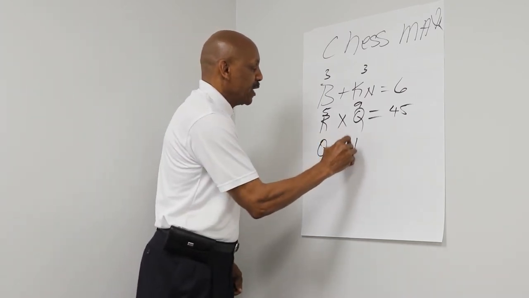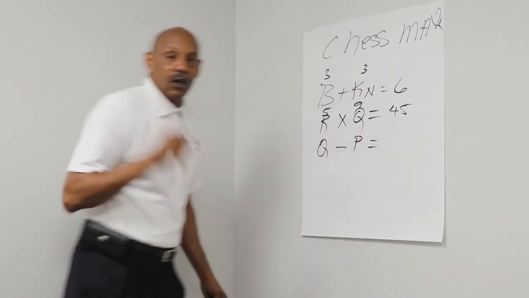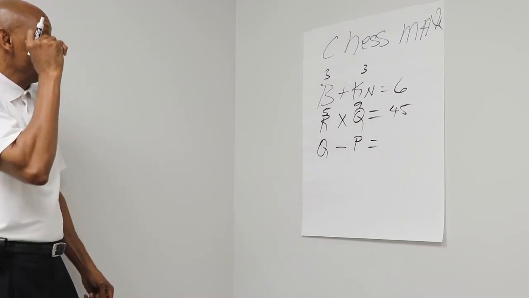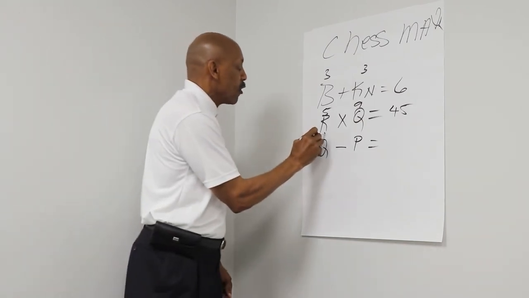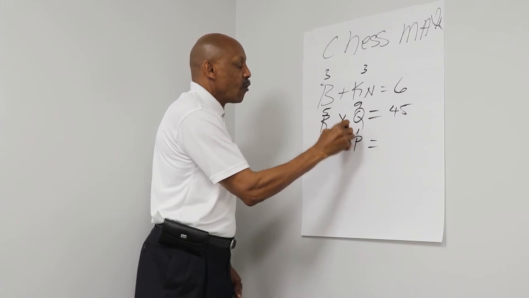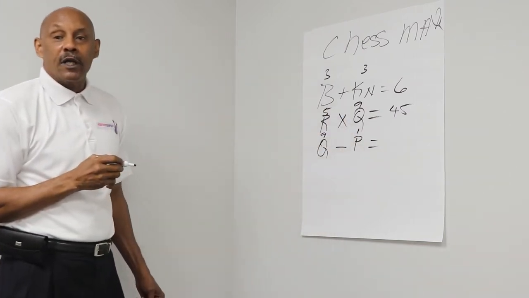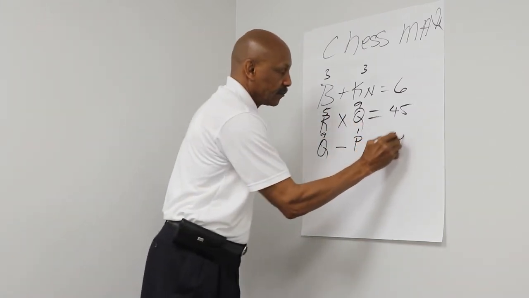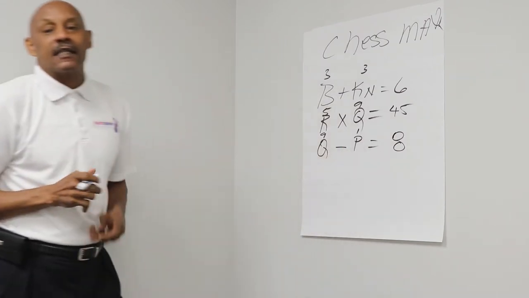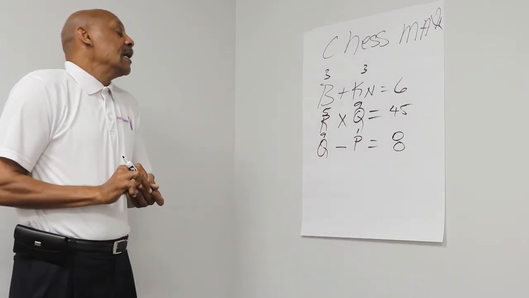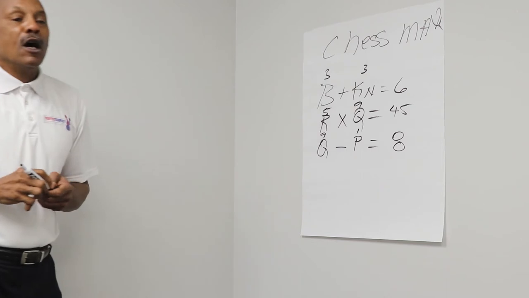Q minus P. Very simple equation there. Q minus P would equal what? The Q is worth what? 9. The P is worth 1. 9 minus 1 would equal what? 8.